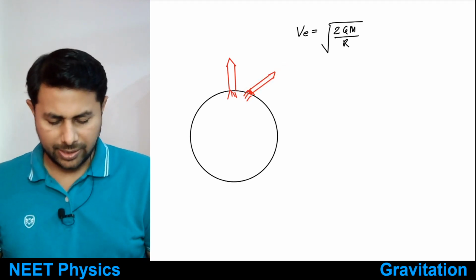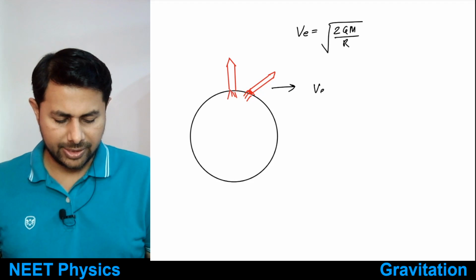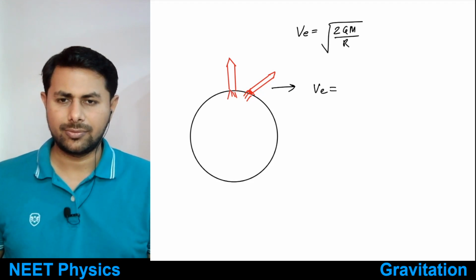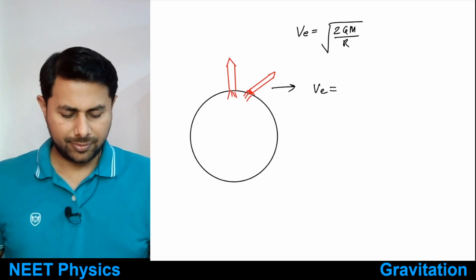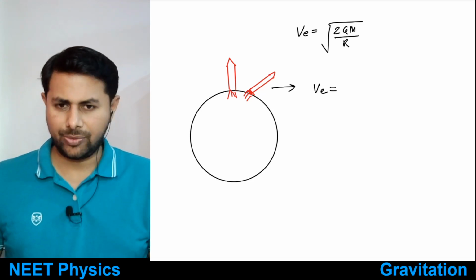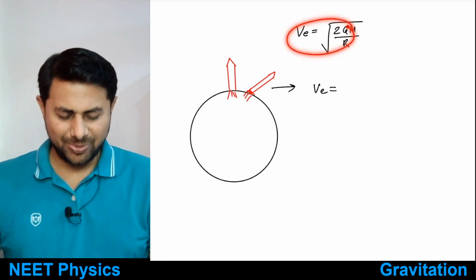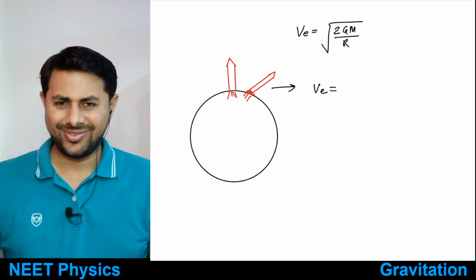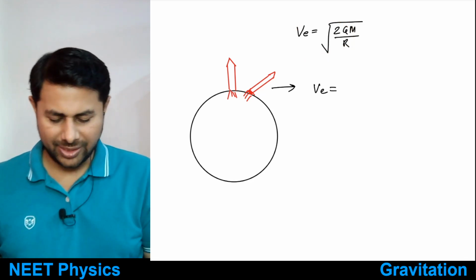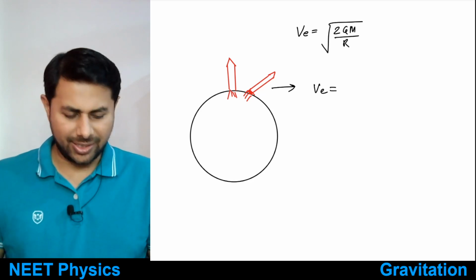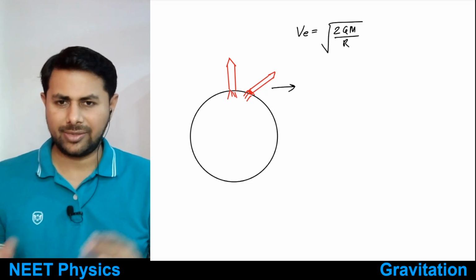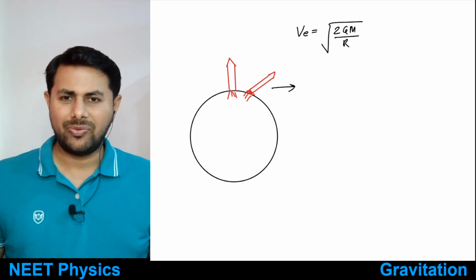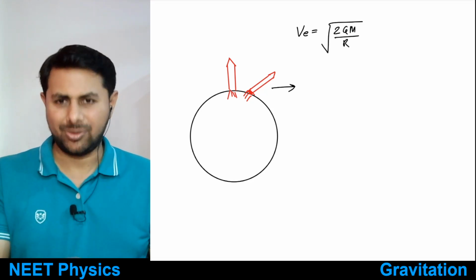Now what would be the escape speed? Will it be same? Will it be different? It should be same, right? Because if you say escape velocity, it is also called escape velocity, but it's a misnomer. It gives us the impression that it's a vector quantity. It's not a vector quantity. It's the amount of speed that has to be given.